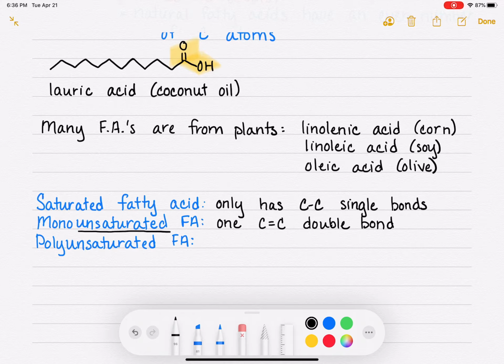And then poly, which means many, means many double bonds. So 2 or more, 2 is many. 2 or more carbon-carbon double bonds in the molecule gets it classified as polyunsaturated.